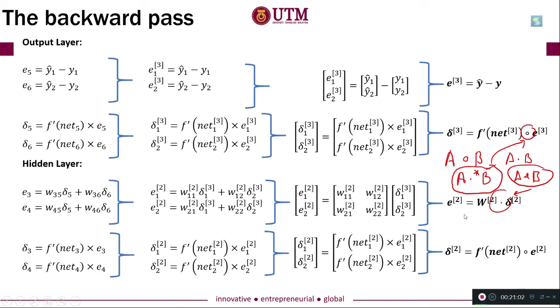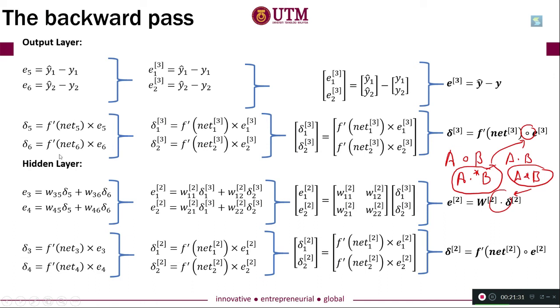And at the end, this operation is a dot product between the W of your second layer and the delta of your second layer. If you talk about dot product, this one multiplies with this one, plus this one multiplies with this one, which is similar to this expression over here. So it's a dot product.